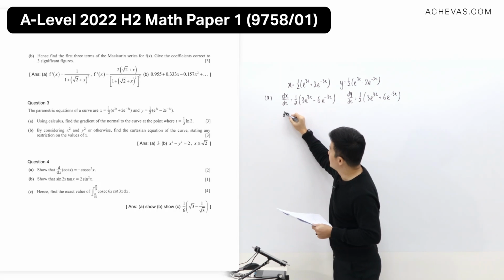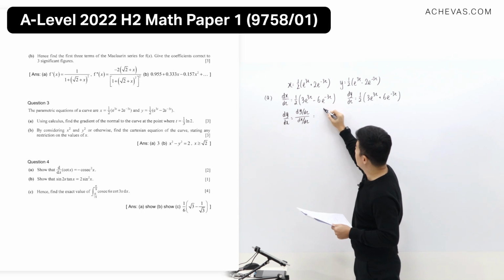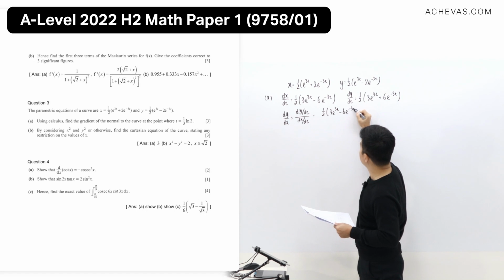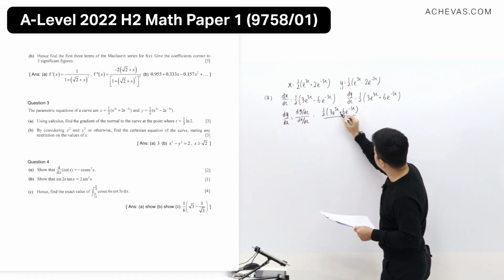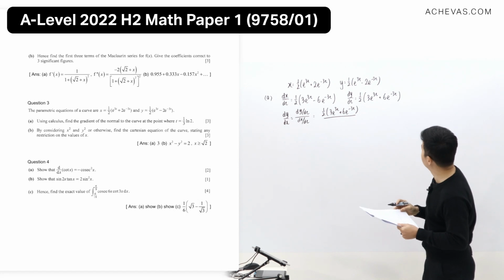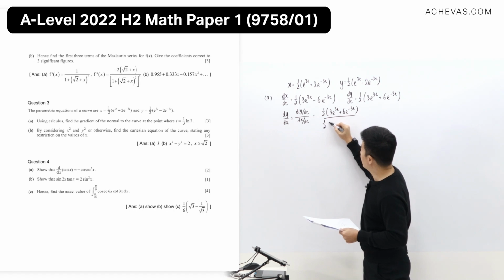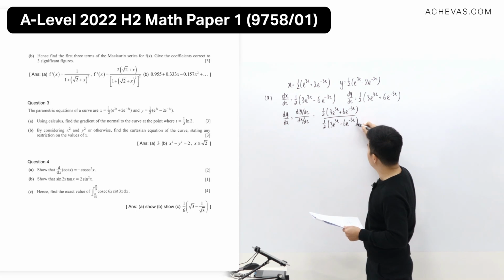And from here, we will be able to find dy dx. And dy dx is dy dt over dx dt. So I should be writing dy dt first. It is a plus here, half 3e to the power of 3t plus 6e to the power of negative 3t, divided by dx dt, which is half 3e to the power of 3t minus 6e to the power of negative 3t.